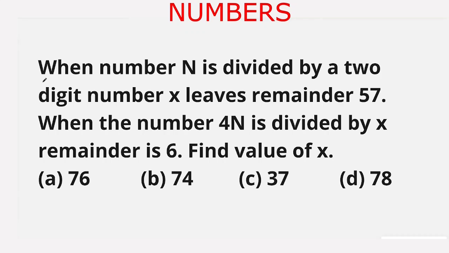We are solving question on numbers. Our question is, when number n is divided by a 2-digit number x, leaves remainder 57. When the number 4n is divided by x, remainder is 6. Find value of x. The given options are option A 76, option B 74, option C 37, option D 78.